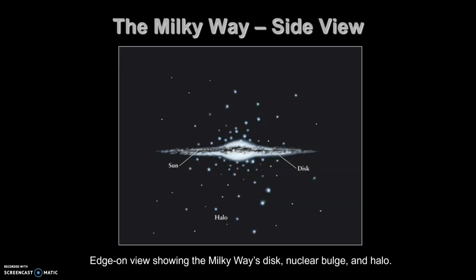So if we take a look at our Milky Way Galaxy, we can see our disk here that surrounds the center. Our sun is over here in part of this disk. We can see our bulge here. And then what we call the halo is just these kind of random stars that really don't fall into our disk here.